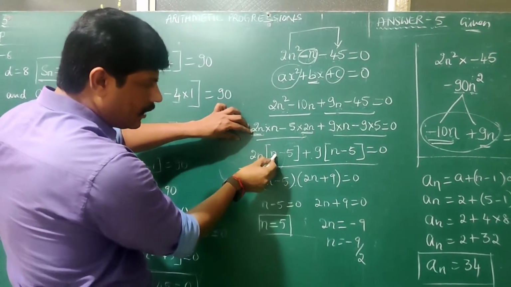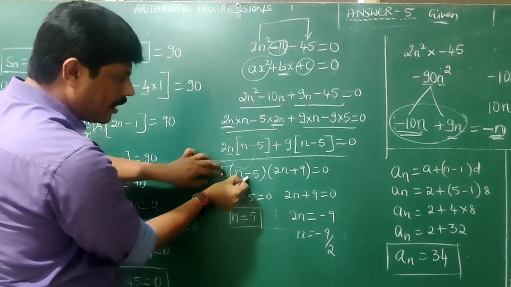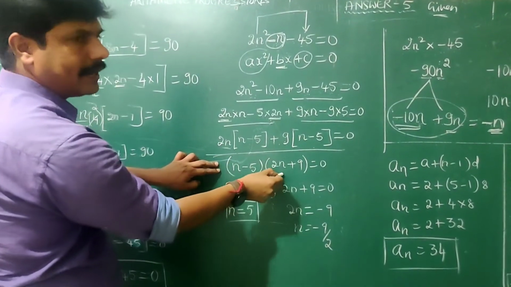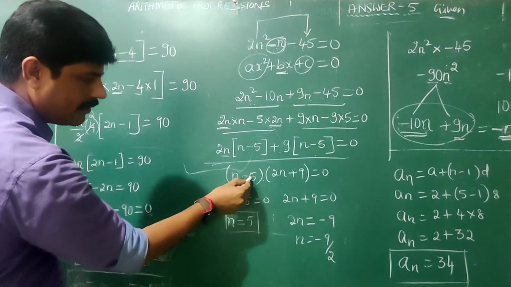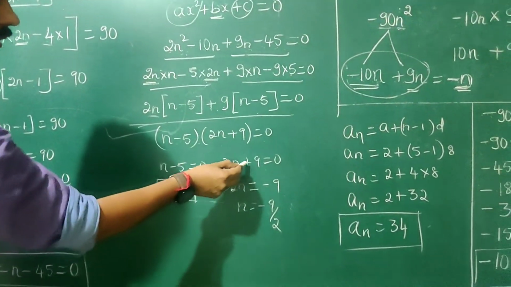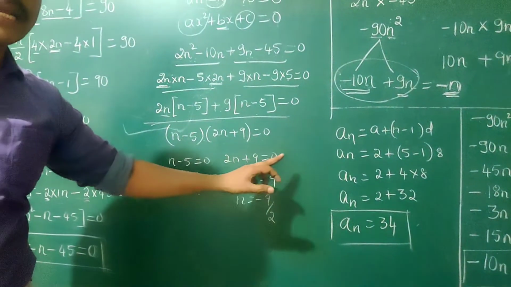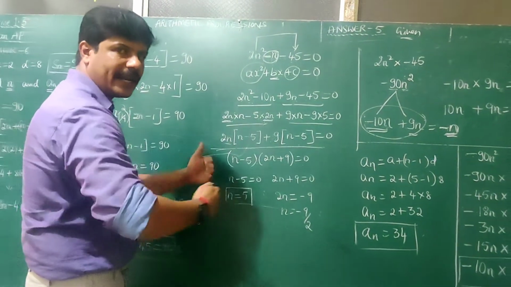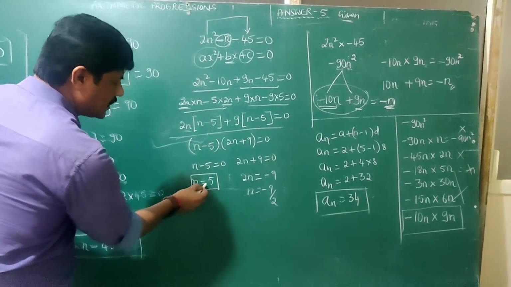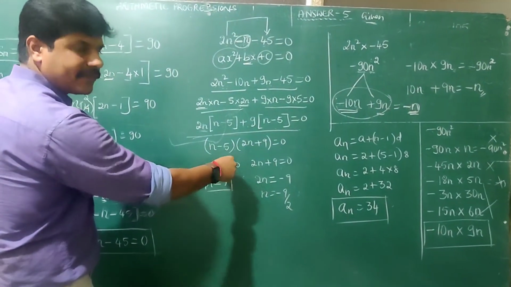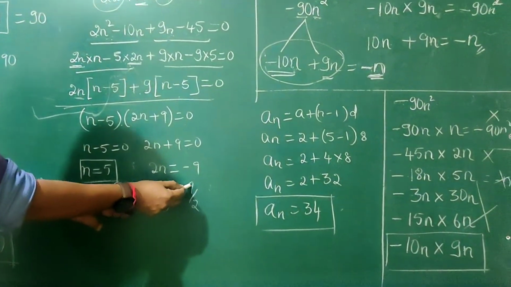Understand? After taking the common n minus 5, what is remaining? 2n plus 9. Now equate these factors with 0. n minus 5 equals 0. 2n plus 9 equals 0. After transferring, whether multiplication, addition or subtraction, whatever the operation, you will get n equals 5 here. After adding plus 5 on both sides, you get n equals 5. Here n equals minus 9 by 2 you will get.